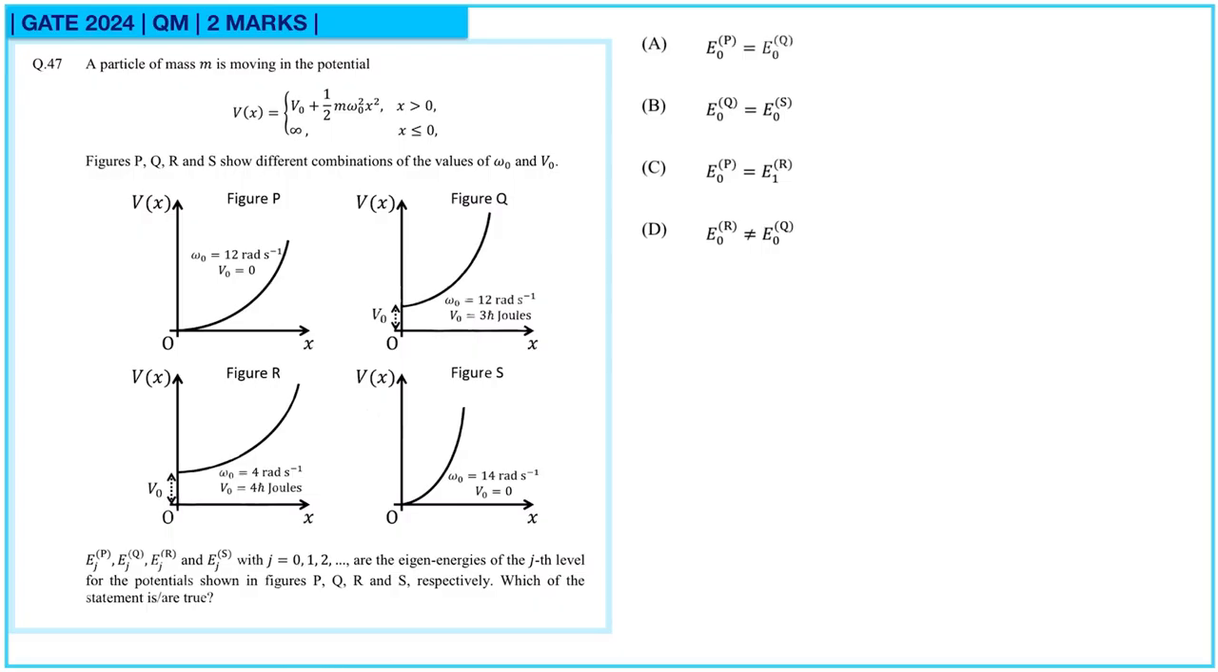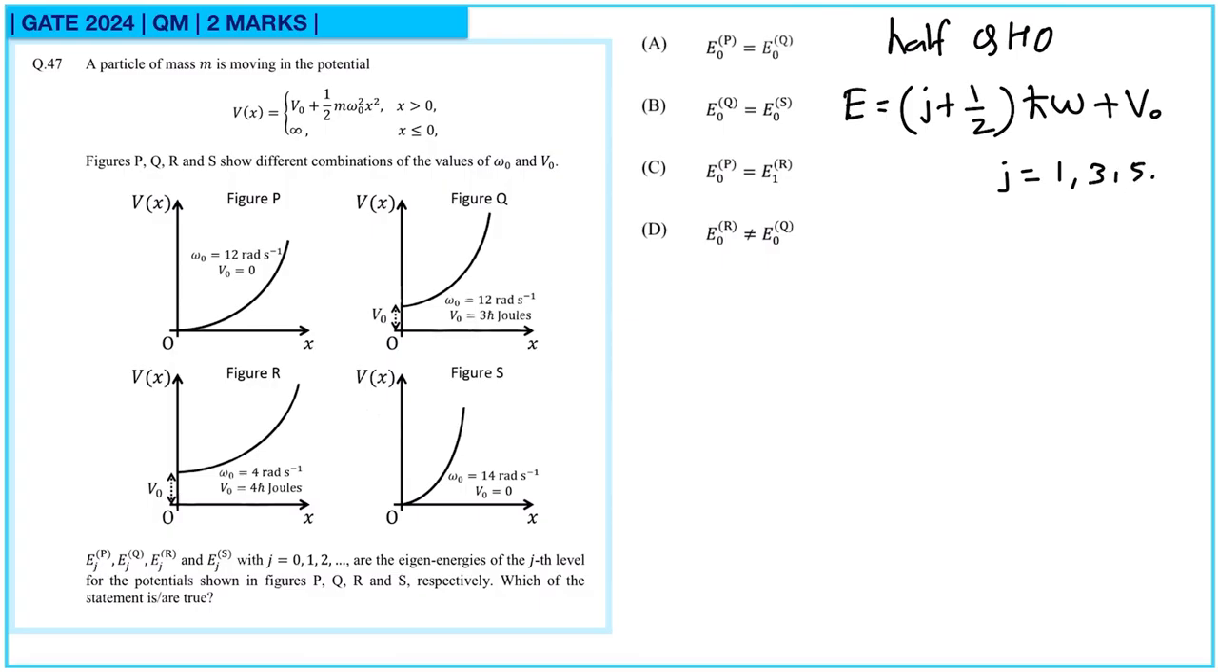Energies are the eigenenergies of the jth level for the potentials shown in the figure, P, Q, R and S respectively. Which of the following statements is true? From the figure we can see that it is a half quantum harmonic oscillator, and its energy is equal to (J plus half) times h cut omega plus V naught, where J takes values 1, 3, 5 and so on.